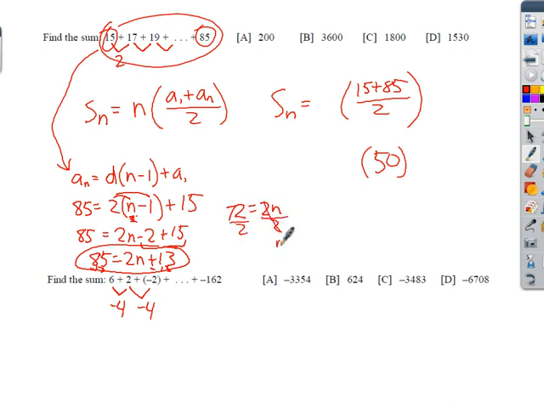So now here where I had an n, I'm going to put the 36. 36 times 50 is, I believe, 1800. Yeah, because 36 times 100 would be 3600. Half of that, so 1800.